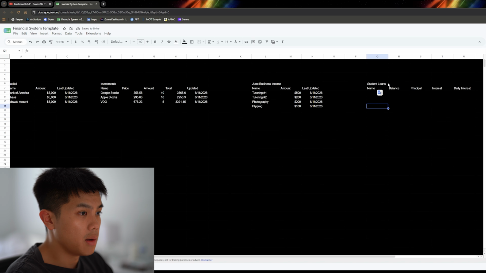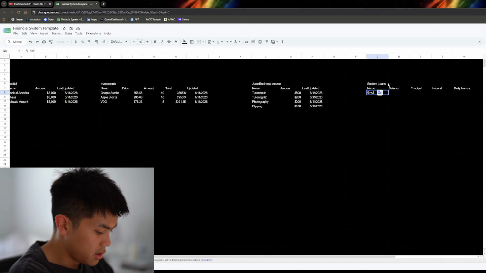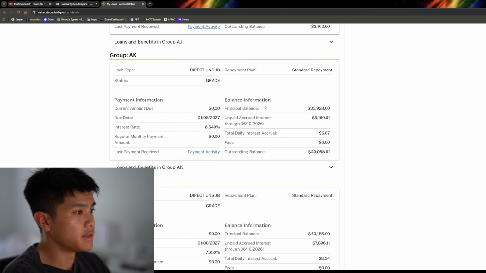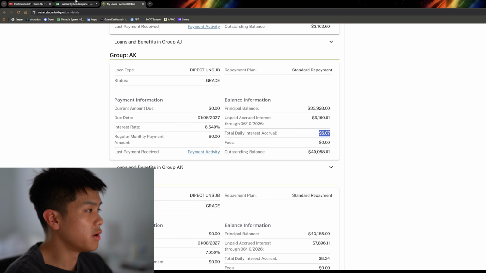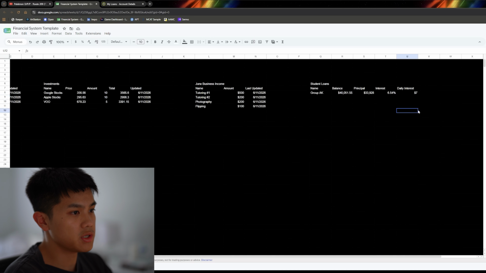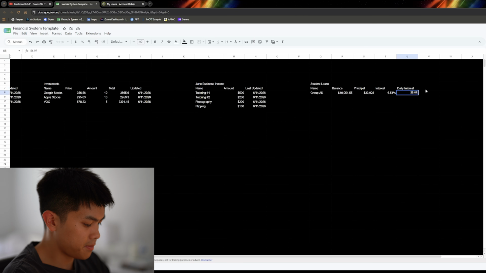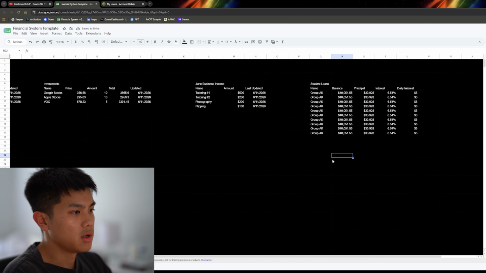Okay, so I'll put in some of the loans that I have, for example. So I have this loan called, looks like Group AJ. Okay, so it's over here. So you can see this is my actual loan balance sheet from the student loan government website. You can see that the interest rate was 6.54%, and it tells you how much daily interest it's accruing on a daily basis. So I usually record these two pieces of information. So it's accruing basically $6.07 per day.